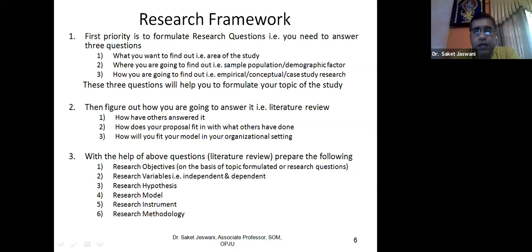So the first one is what you want to find out, that is the area of study. Suppose there's a question in your mind about which university you should take admission in. So which university is best for you? This is the area of your study. Second, where you are going to find out: from which particular persons you will be collecting the information regarding the best university. That will be your sample population.